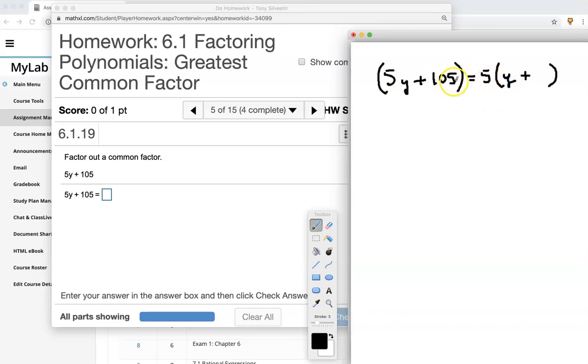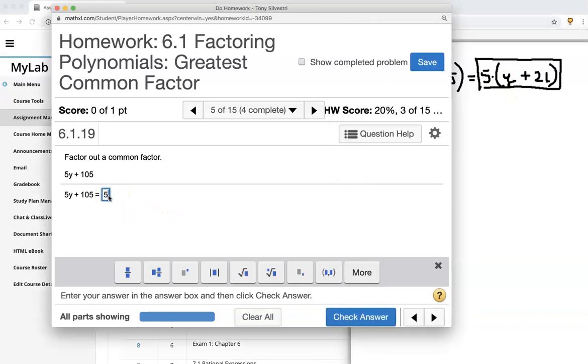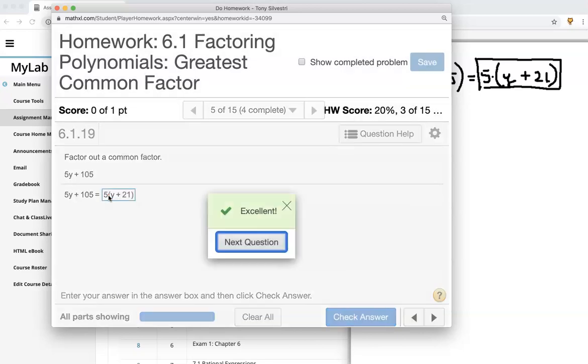When I pull out a 5 from 105, you're really dividing into the 105. So if I divide 105 by 5, I get 21. And guess what? That's the answer right there. You factored it. You took an expression and you broke it down into two parts, 5 and the y plus 21 bundle. That's one unit right there. So you're going to take this and put this in there, 5 parentheses y plus 21, hit enter.